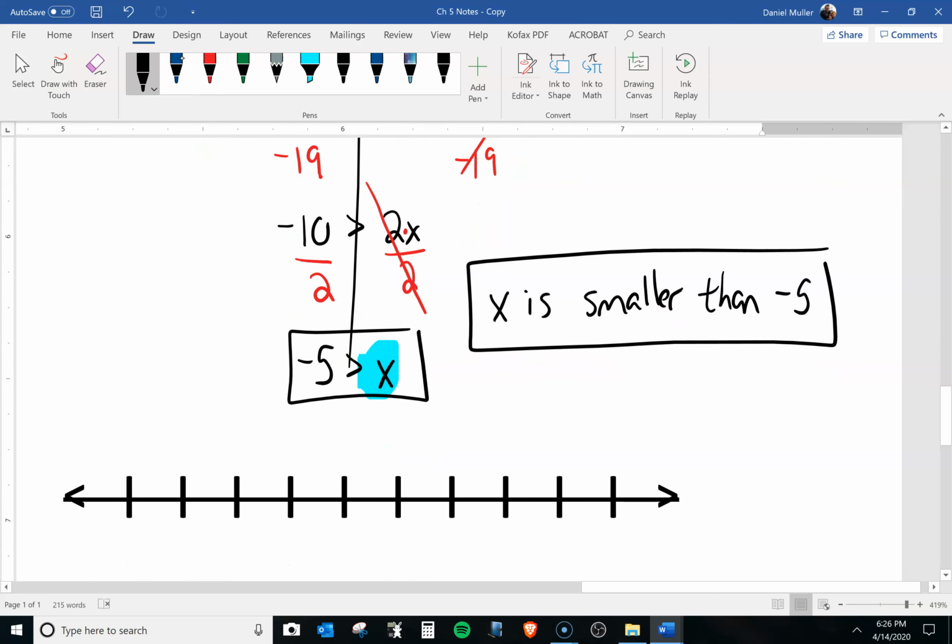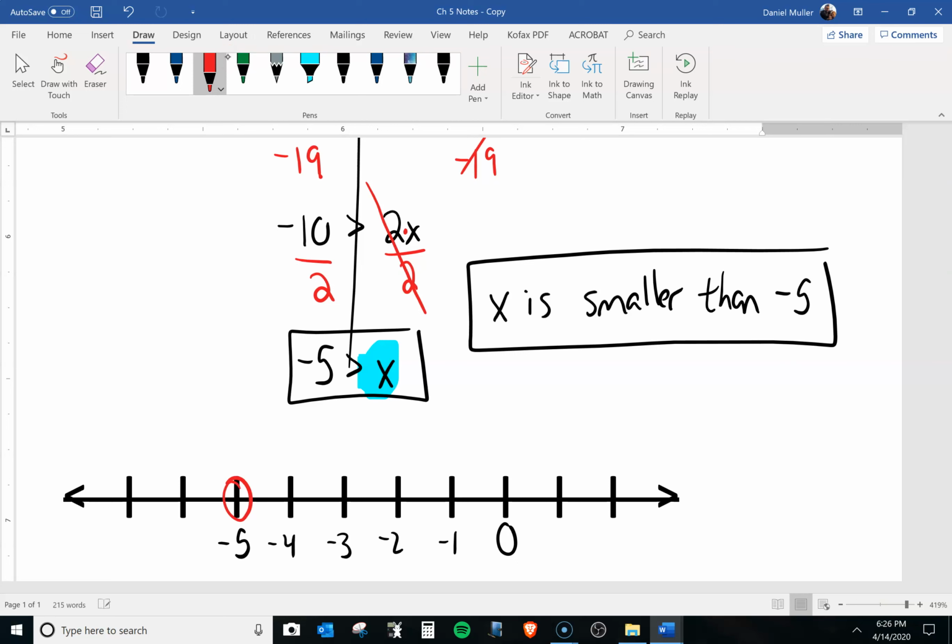So I guess I'm going to have to draw negative 5 somewhere. So I'm going to put 0 actually, probably all the way over here. So I can do negative 1, negative 2, negative 3, negative 4, negative 5. So I want these things to fit. And it's smaller than, so there's negative 5, and it's not equal to. Smaller than is left, and not equal to would be an open circle. And so there we have it.